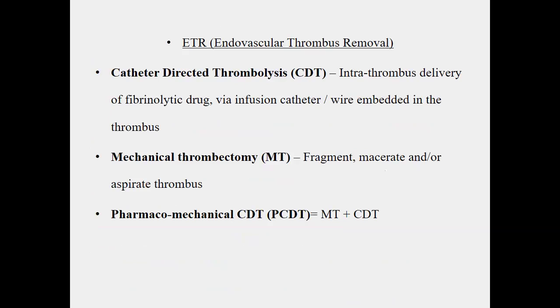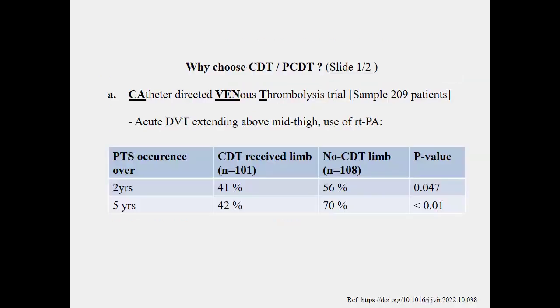Endovascular thrombus removal is either catheter-directed thrombolysis, in which we inject a fibrinolytic agent inside the thrombus via infusion catheter, or mechanical thrombectomy, where the thrombus is fragmented, macerated, aspirated back, or it can be both. It can be a combination of pharmacological and mechanical catheter-directed thrombolysis that we'll be talking about in next few slides. When we talk about active interventions of deep vein thrombosis, two benchmark trials come into our mind.